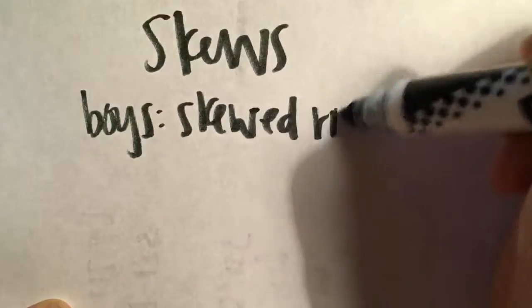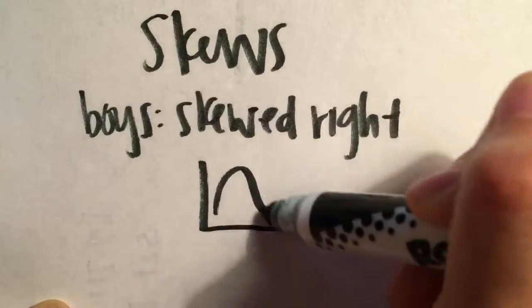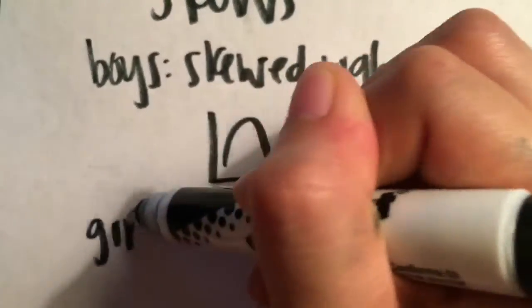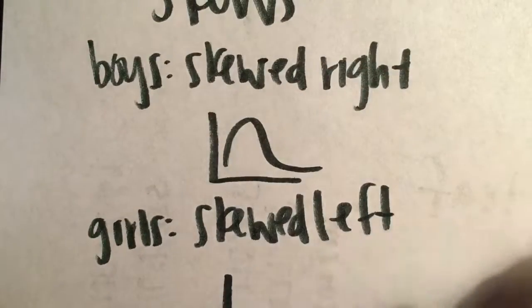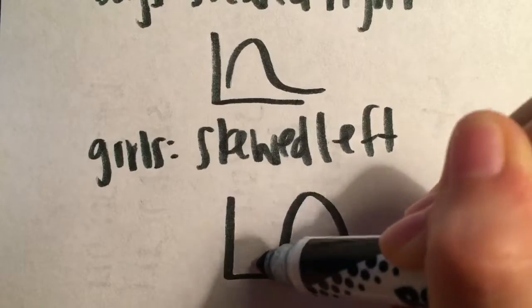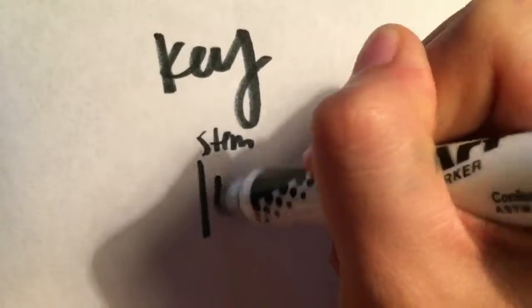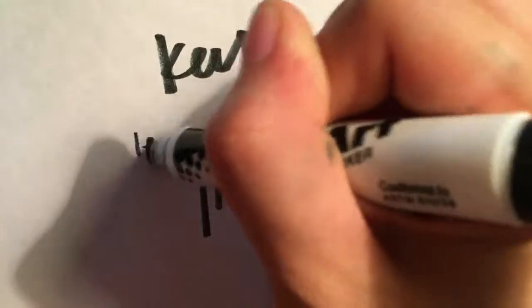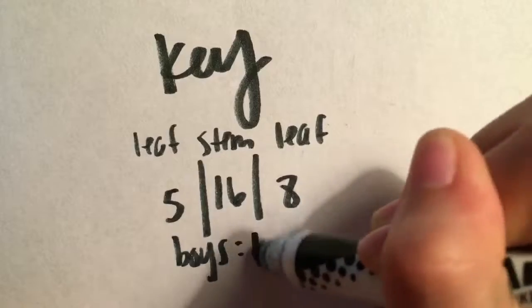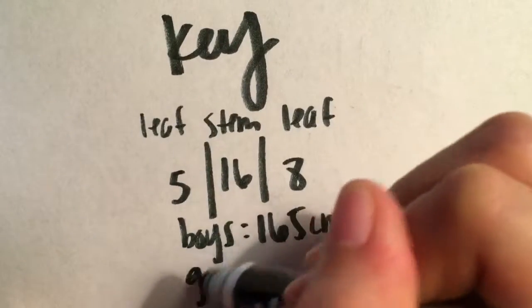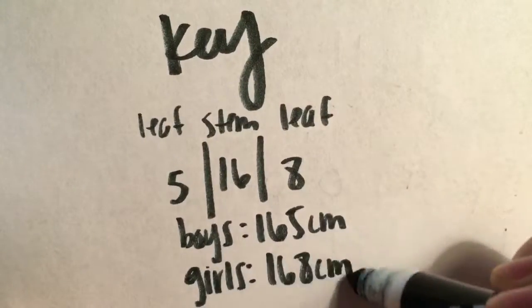With this particular dataset showing boys' and girls' heights in centimeters, the boys' heights are skewed right, while the girls' heights are skewed left. To see the skew, you can always turn the stem and leaf plots sideways. As always, a key should be included for easy understanding of the stem and leaf plot. Here, the drawn stem and leaf plot shows that a boy's height is 165 centimeters and a girl's is 168 centimeters.